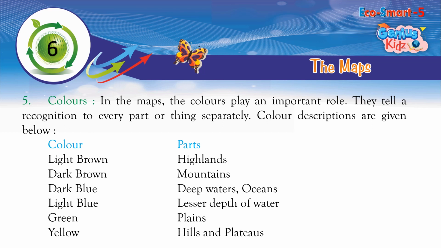5. Colors. In the maps, the colors play an important role. They give recognition to every part or thing separately. Color descriptions are given below. Color, parts: light brown, highlands; dark brown, mountains; dark blue, deep waters, oceans; light blue, lesser depth of water; green, plains; yellow, hills and plateaus.